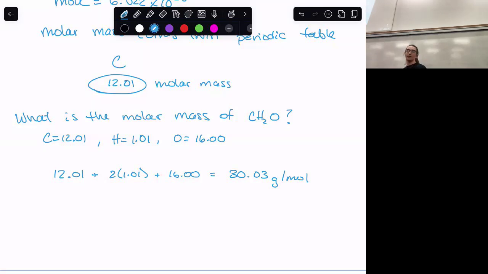You can do that for anything on the periodic table. As long as you can combine it together, you can find the molar mass of that substance. Molar mass and molecular mass are interchangeable. Molecular weight, molar mass, is just talking about the mass of that compound. Same thing all the way around.